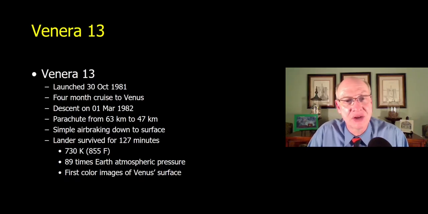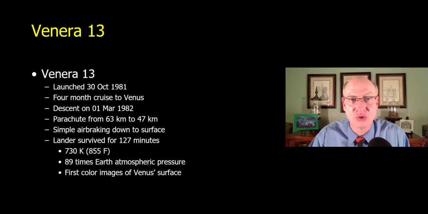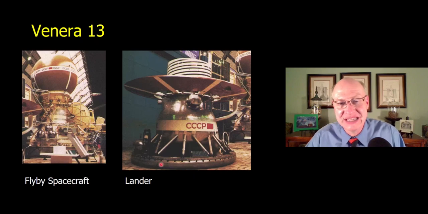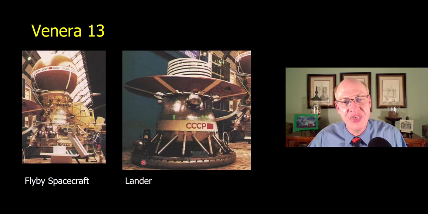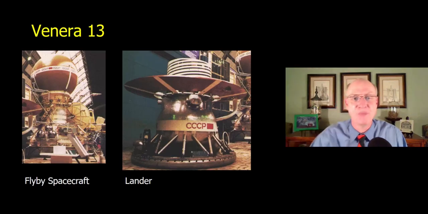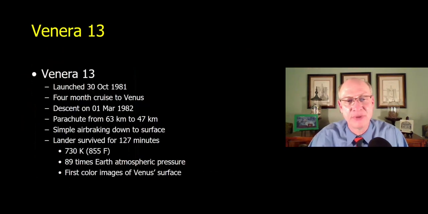Venera 13 was one of the more successful missions. It was launched in October of 1981, took 4 months to cruise to Venus, and arrived in March of 1982. It used a parachute to get down from 63 kilometers to 47 kilometers above the surface. After that, the atmosphere on Venus was so thick that it was able to use simple air braking to slow itself down to get down to the surface. You can see that it has this large flat bottom on it. And the atmosphere was so thick that the wind resistance on that large bottom as it was coming in provided the braking that was needed to get down to the surface.